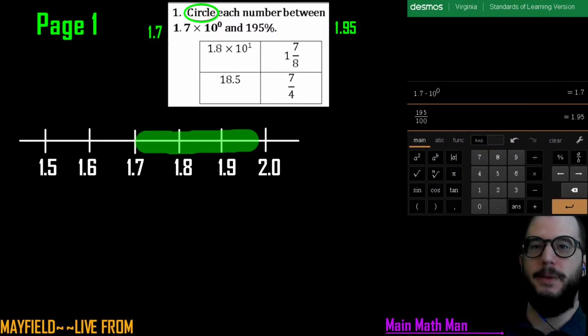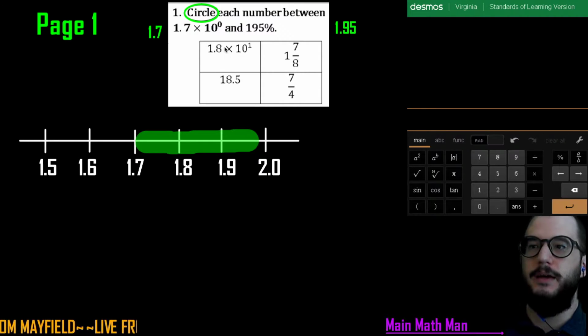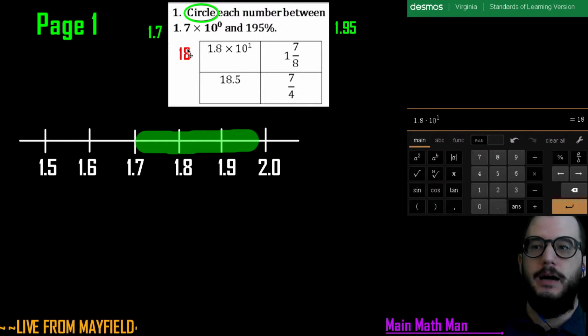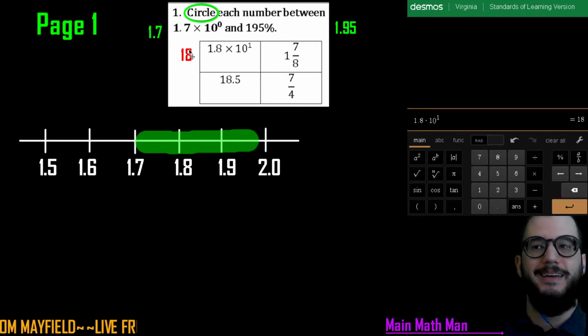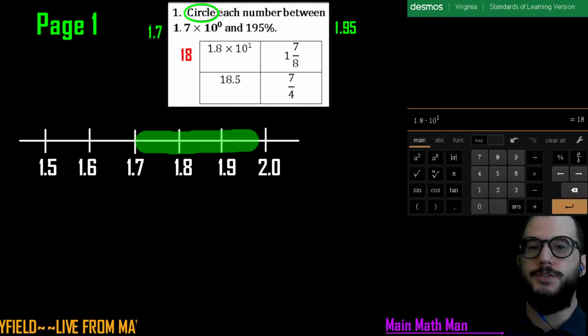So now let's convert these values to decimal form. Maybe we'll get a better idea of what we have. So let's go to clear out. I'm going to say, okay, for this first value, I have 1.8 times 10 to the first power. So that's going to be 18. So is 18 going to be anywhere on this number line? Not quite. So we're not going to select that one. So we're not going to circle that.